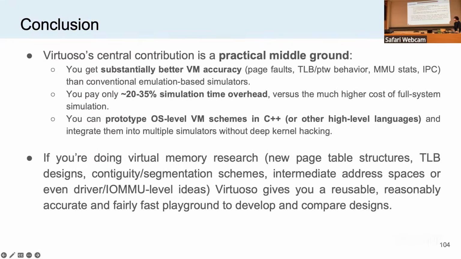So to conclude this seminar, the presentation's central contribution is a practical middle ground. You get substantially better VM accuracy than conventional emulation-based simulators, while you only pay a 20 to 35% simulation time overhead versus the much higher cost of a full system simulation. And you can prototype operating system level VM schemes in C++ or other high-level languages and integrate them into multiple simulators without deep kernel hacking.